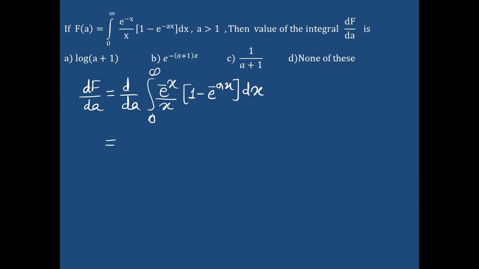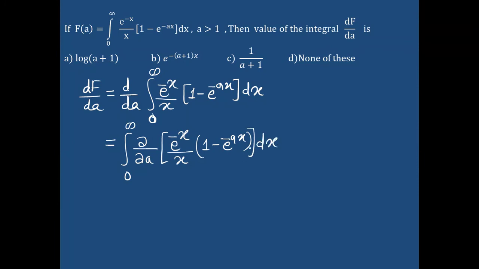Rule number one, that is Leibniz rule 1, is applicable when both the limits are constant. Here, as both the limits of integration are constant, we apply Leibniz rule 1. According to Leibniz rule 1, we write the derivative of the integral as the integral of the partial derivative. This differentiation goes inside the integral and becomes a partial derivative of the rest of the things, so it is e raised to power minus x upon x, 1 minus e raised to power minus ax.